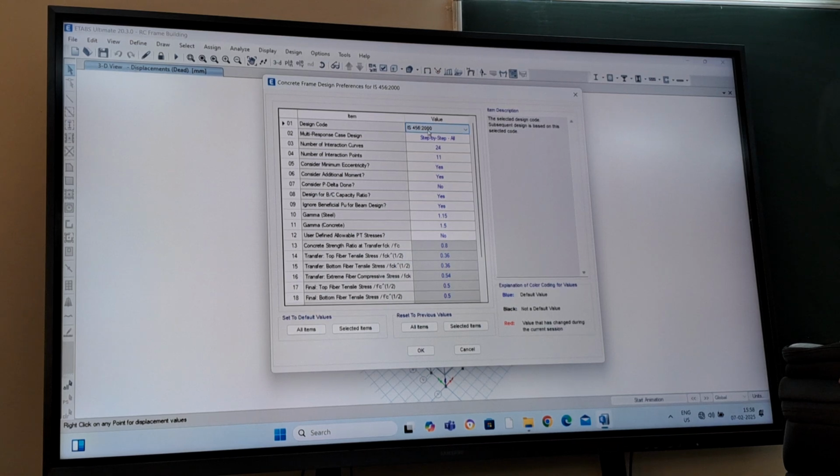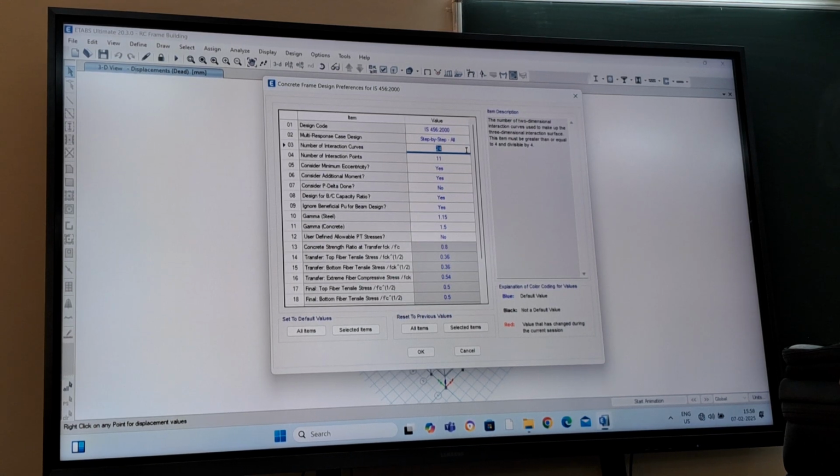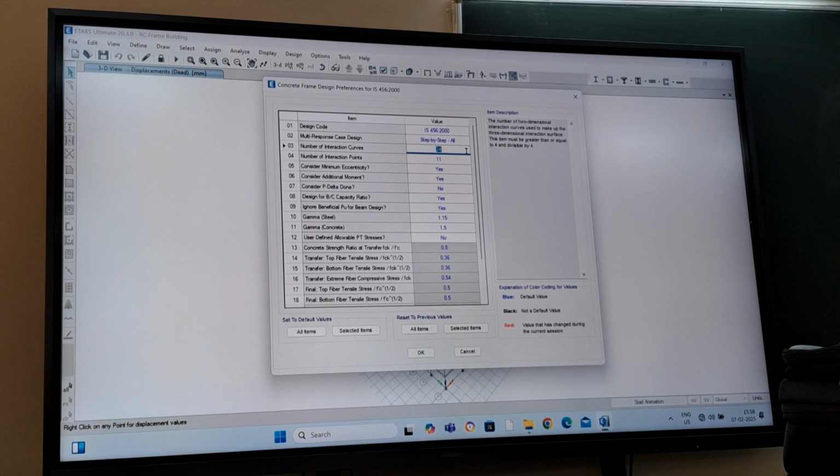This is your code book, IS 456-2000. Then number of interaction curves. You know PM interaction, right? Studying column. So it is asking how many interaction curves you want to use. By default it is selecting 24 interaction curves. So if you divide 360 by 24, you'll see at what angle these interaction curves are plotted.